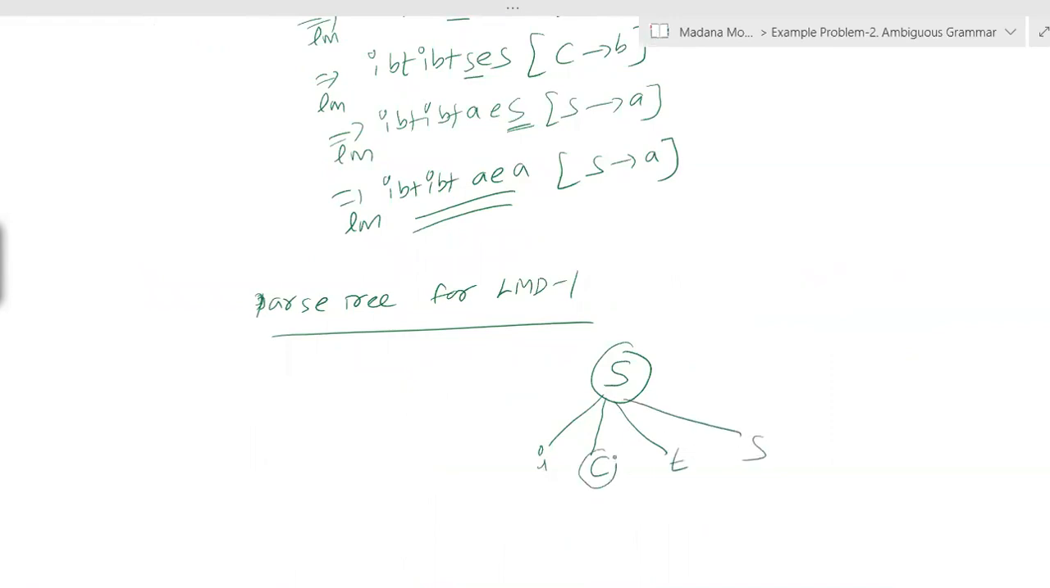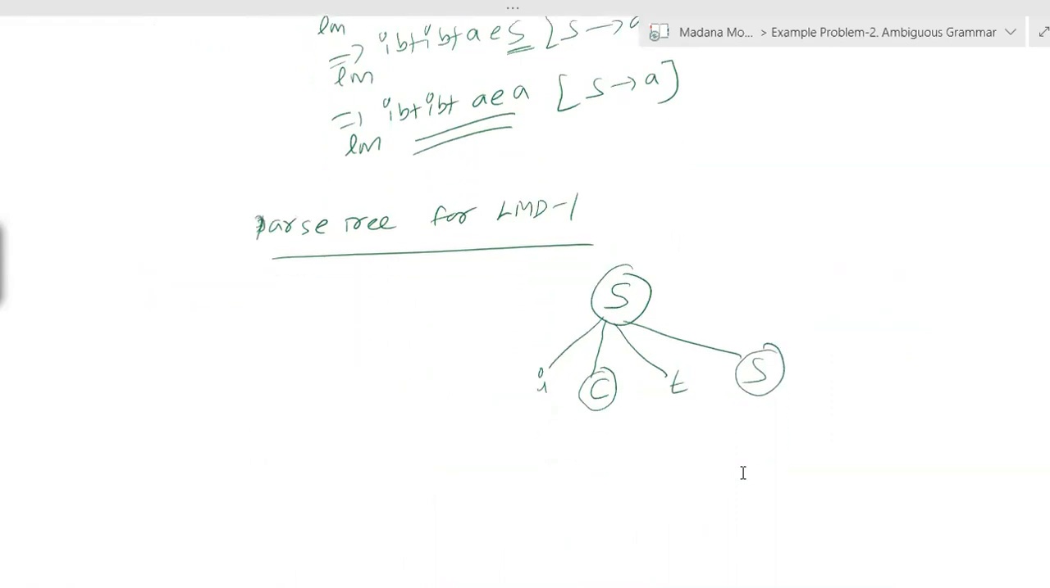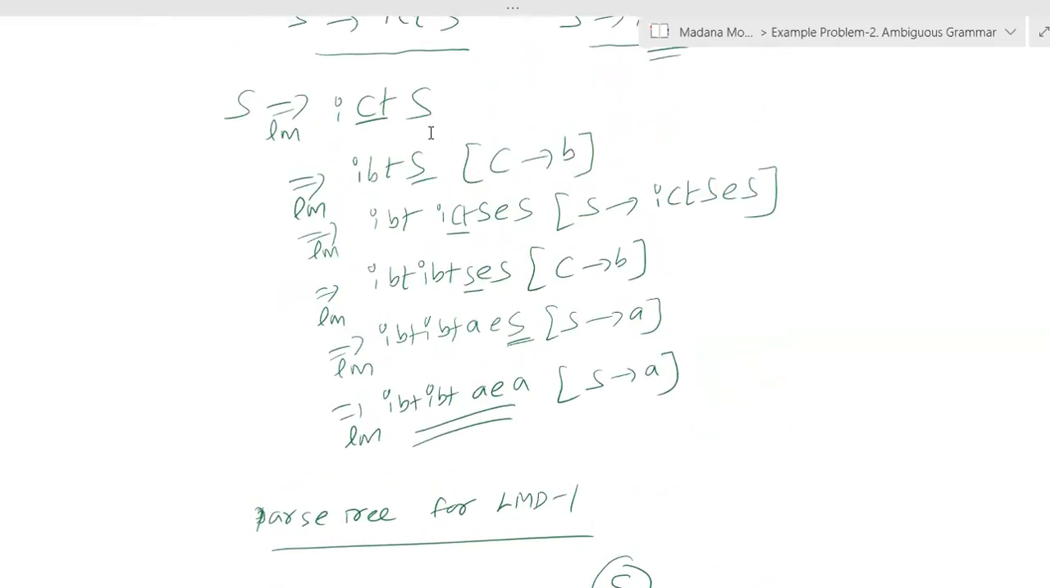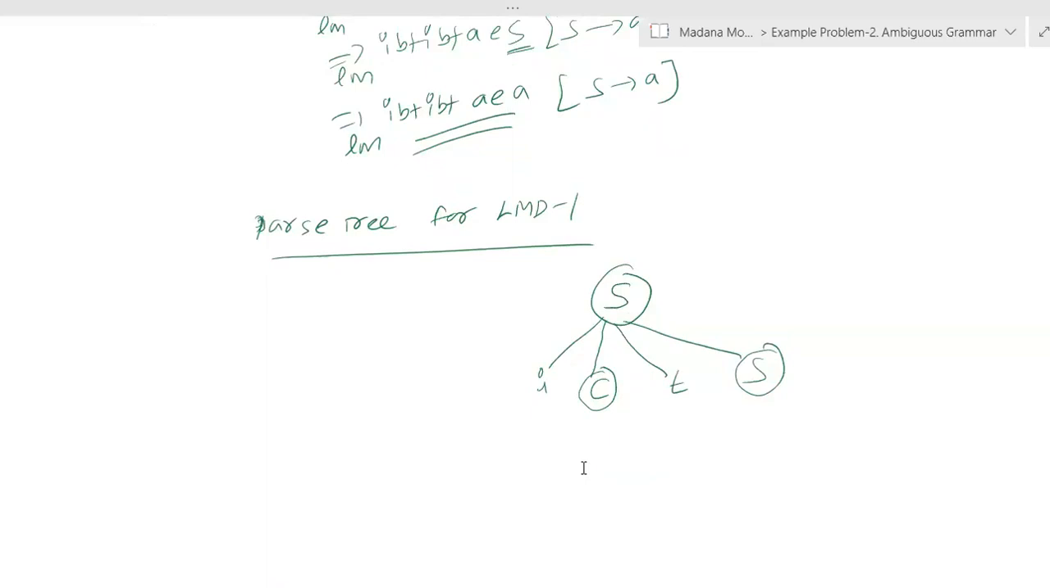All variables you can represent within a circle, which are internal nodes. Then terminals we can't include within a circle. Those are leaf nodes, meaning further no expansion is possible. Now what we did next step, we substituted leftmost variable C by terminal B. That means B is the child of C. Now you can connect B to C.